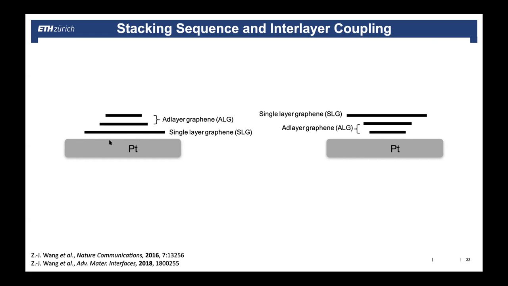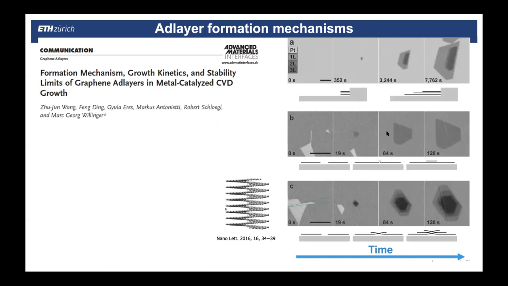The question was, how do these grow when they're not at the catalytically active surface? On platinum, does it grow with new layers on top or with new layers underneath? And the cool thing is we can just look at it. So first of all, that was our question: how do adlayers grow? And we observe different cases.